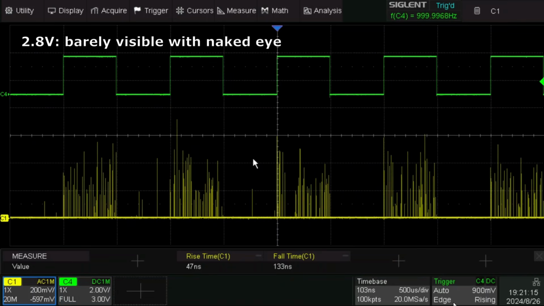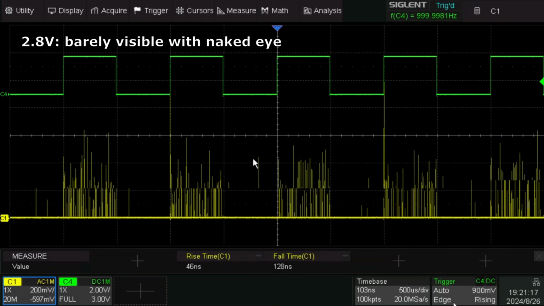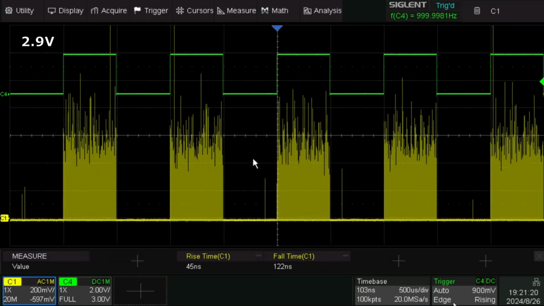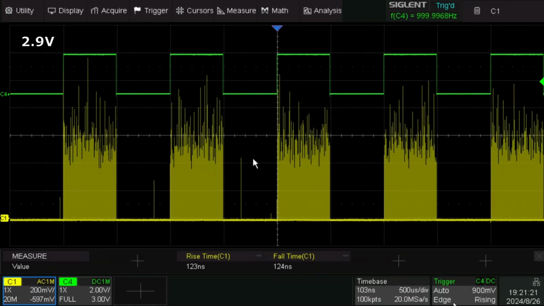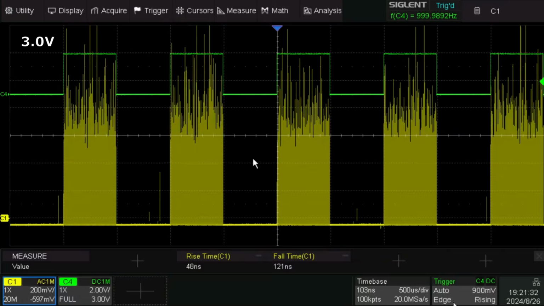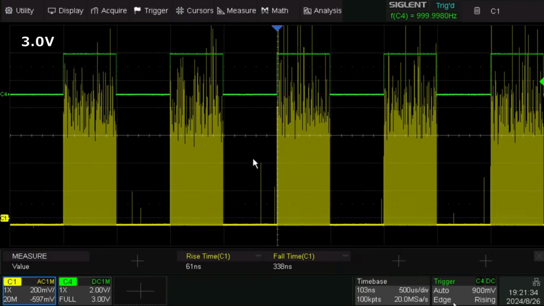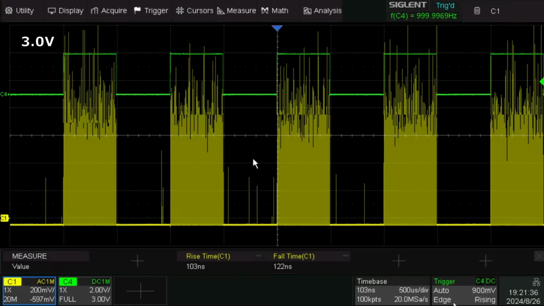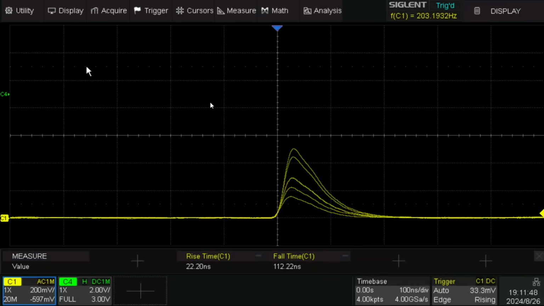Here I increase the timescale by a factor of 2. If I increase the modulation to 2.9 volts, it's getting pretty crowded with pulses. And at 3 volts, things are getting a bit out of hand. We might even be saturating the photomultiplier here. Let's take a look at what individual pulses look like.